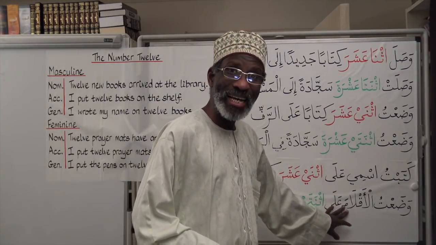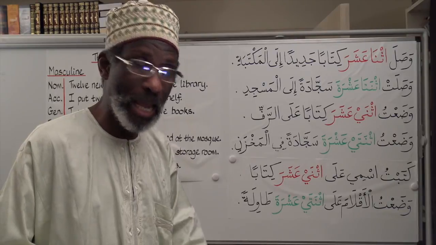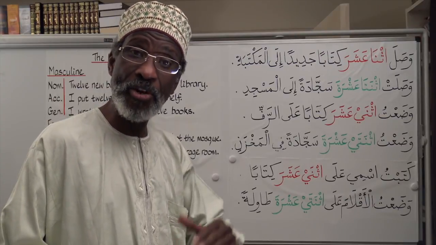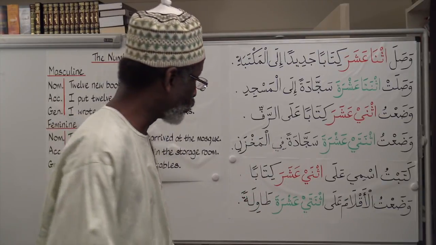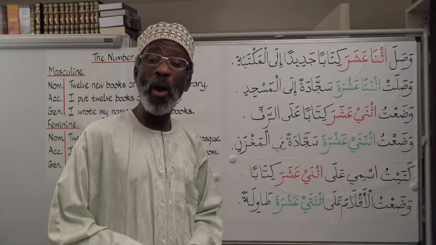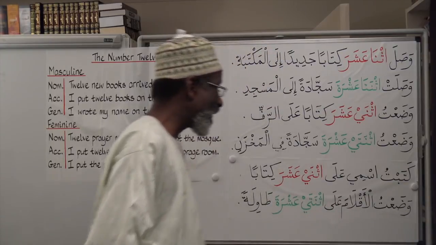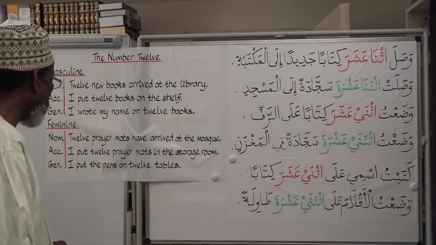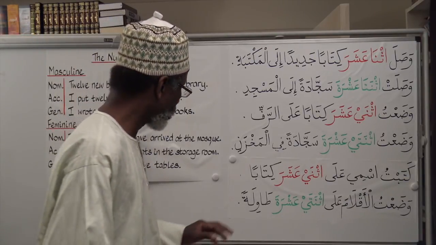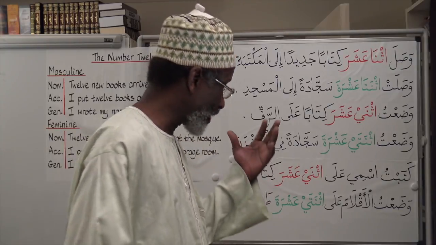Now, let's look at the genitive. Katabtu ismi, I wrote my name ala ithnay. Again, ithnayni becomes ithnay. We remove the noun. Ithnay ashara kitaban. I wrote my name on 12 books. Final one: wada'tul aqlama ala ithnatay ashrata tawilatan. I put the pens on 12 tables. Tawilatan. Again, from ithnatayni becomes ithnatay, and then ashrata.